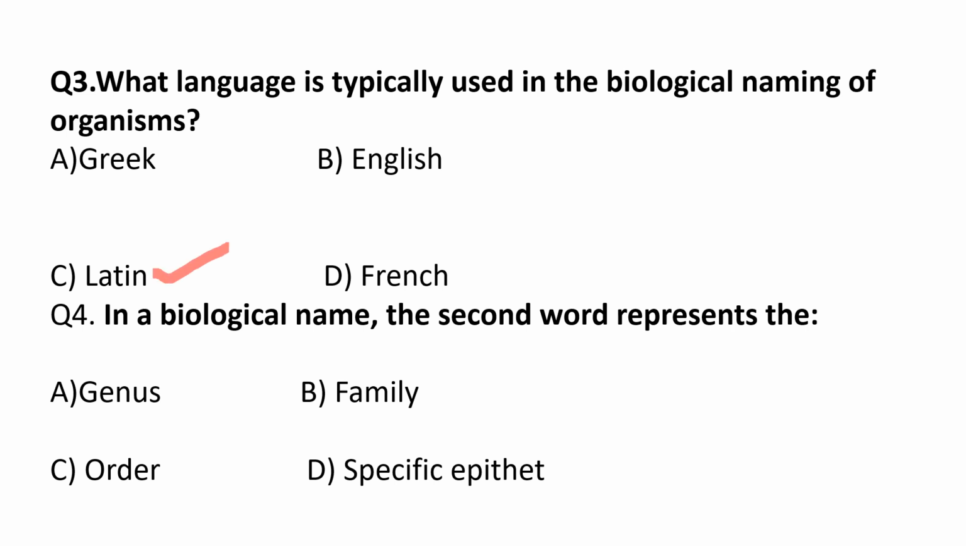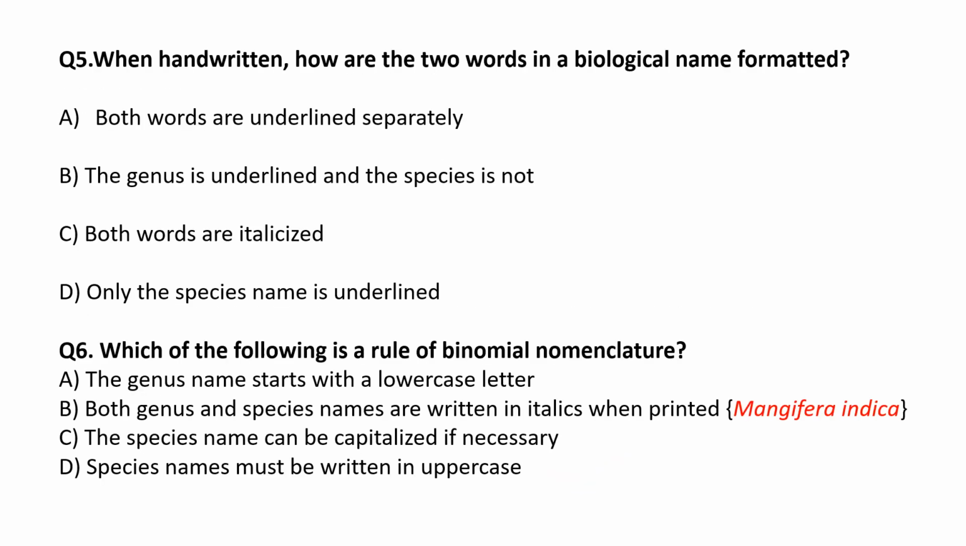In a biological name, the second word represents the specific epithet. When handwritten, how are the two words in a biological name formatted? Both words are underlined separately when it is handwritten. Which of the following is a rule of binomial nomenclature? Both genus and species names are written in italics when printed. You can see the example, Mangifera indica. The second part starts with a small letter and the first part starts with a capital letter.